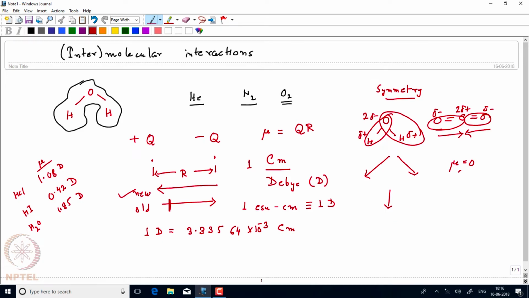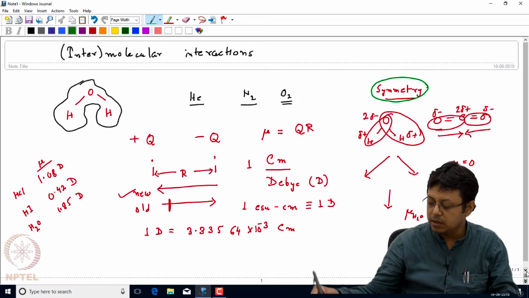But for water, since it is a bent structure, the net dipole moment is non-zero. So the existence of a dipole moment depends very much on the symmetry of the molecule. But again, we are not going to go into the details of the symmetry properties of the molecule. So let us now focus more on the dipole moment.